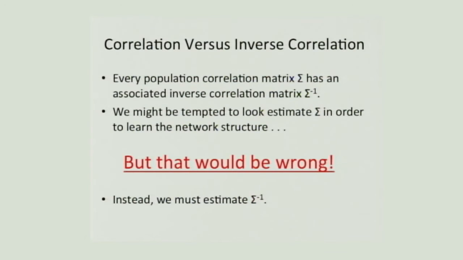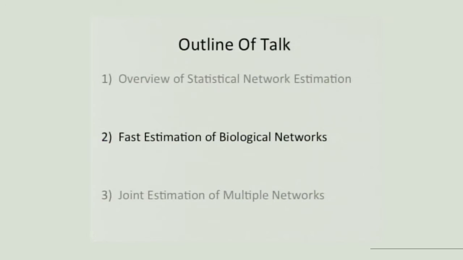So what we need to do is estimate sigma inverse, and in particular, we need a good way to estimate sigma inverse. As we're going to see, estimating sigma inverse is actually pretty challenging, and that's the focus of a lot of my research. So that's an overview of what I mean by statistical network estimation. Now I'm going to talk about my work on fast estimation of biological networks and how we can translate these statistical concepts to actually try to solve problems that are of interest biologically.